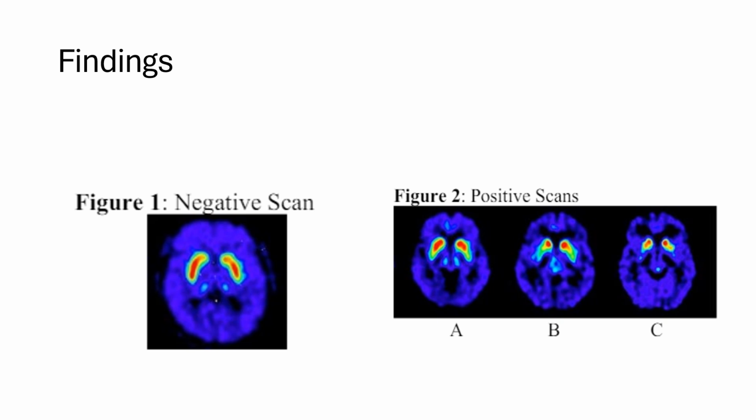So in figure 1, it's a negative scan. And then in figure 2, it's different variations of positive scans with progressing in severity from A to C, with C being the most severe.